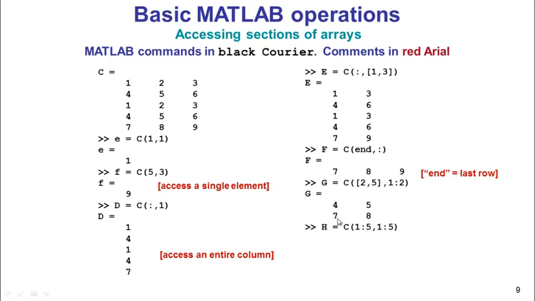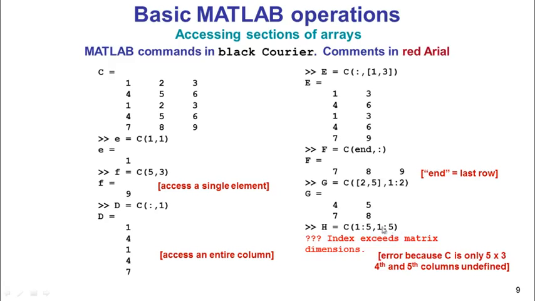Finally, if we said capital H equals C(1:5,1:5), in this case we would get an error. The reason we would get an error is because 1 through 5 is fine for specifying the rows of C, but how many columns does C have? C only has 3 columns, so it doesn't make sense to say the first column all the way up to the fifth column. There is no fourth column and there is no fifth column, and that's why you're going to get an error, and the error will say index exceeds matrix dimensions.